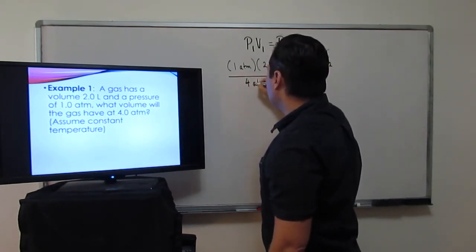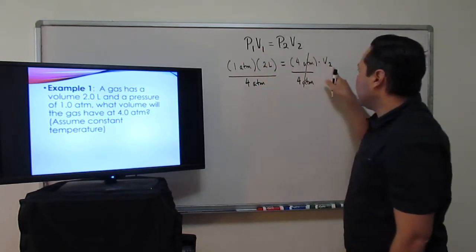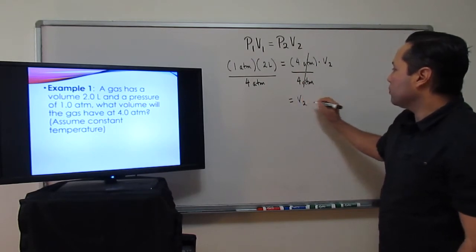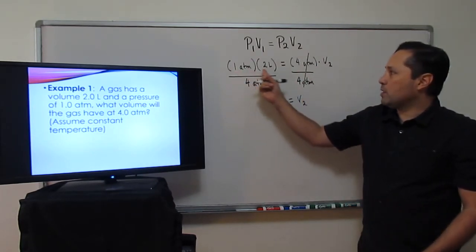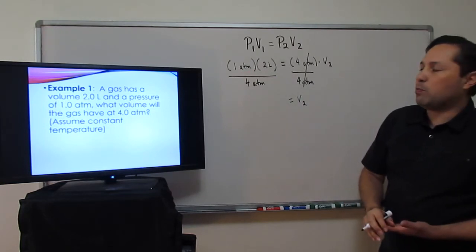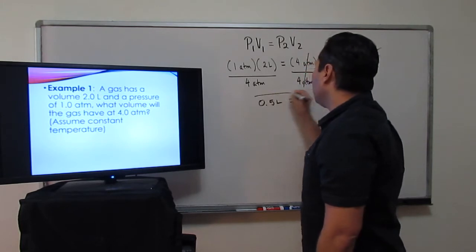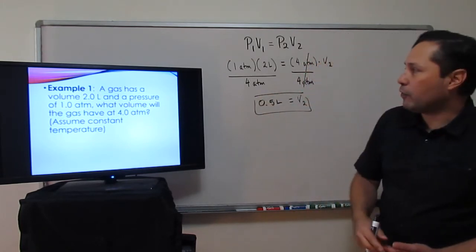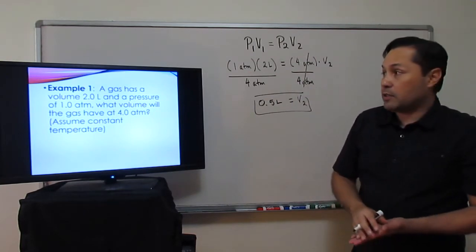4 atm, that will cancel out, giving us V2 all by itself. And on this side, we're going to multiply 1 times 2 divided by 4. That's going to give us 0.5 liters. That will be the volume of the gas after the pressure increases from 1 atm to 4 atm. That takes care of example 1.